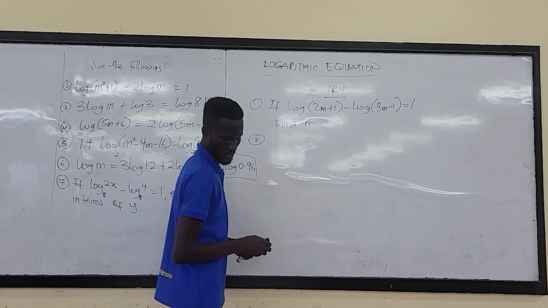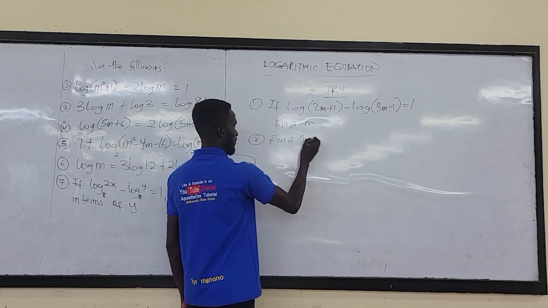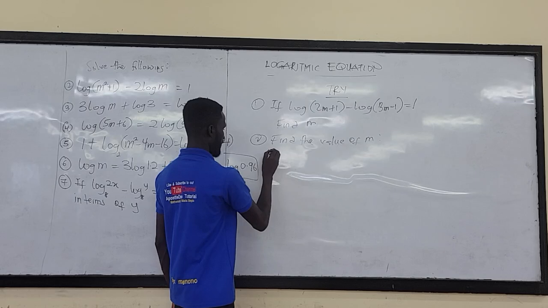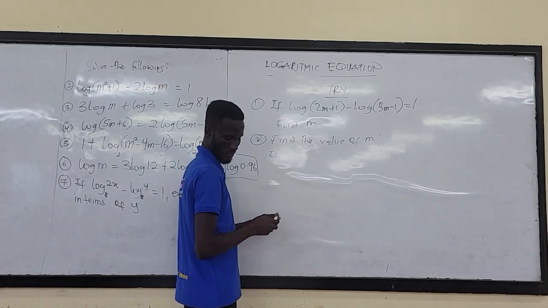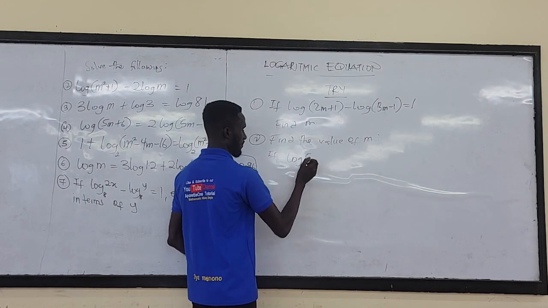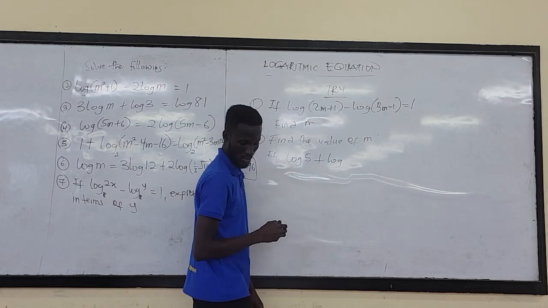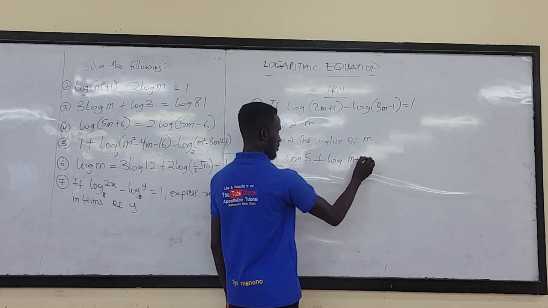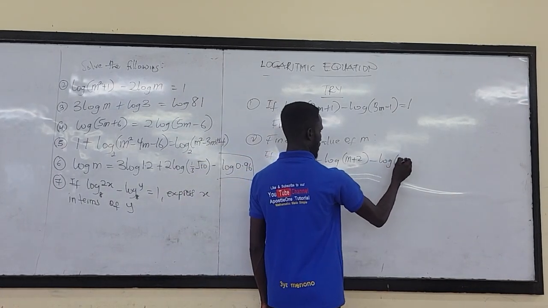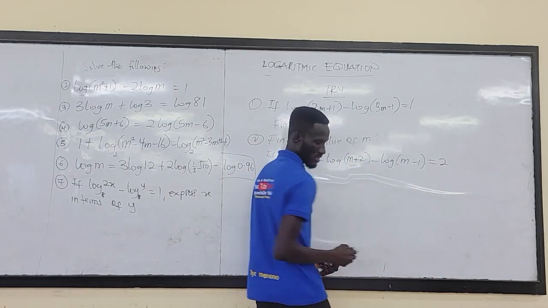Now question 2. Find the value of n. If we have log 5 plus log n plus 2 minus log n minus 1 equal to 2.